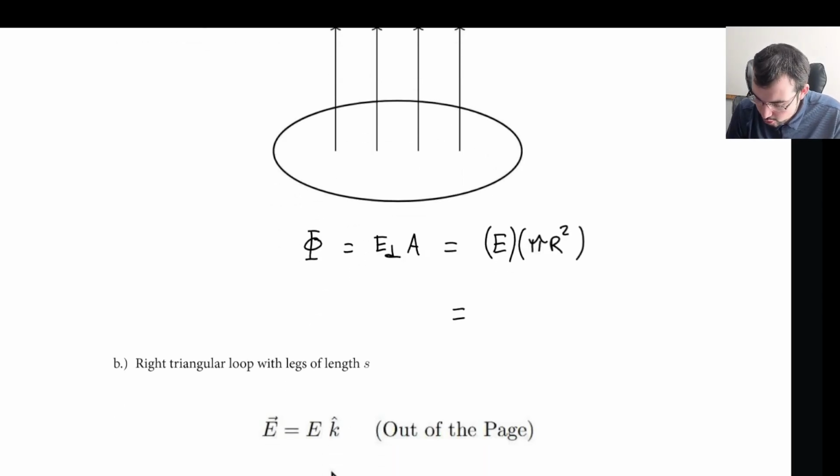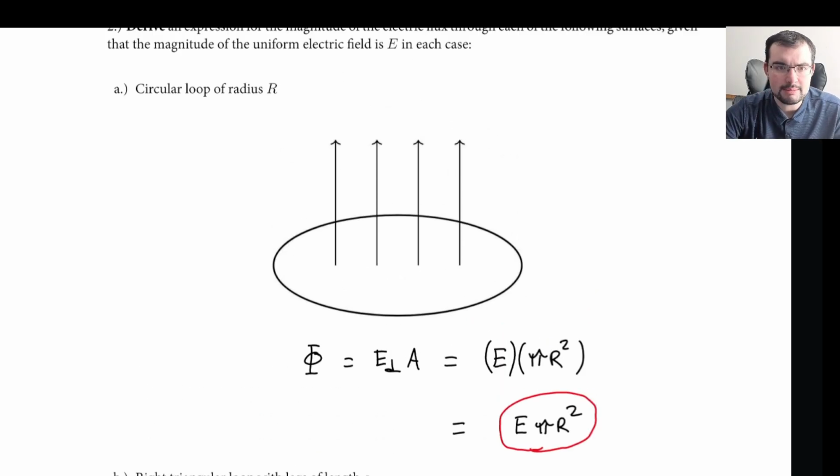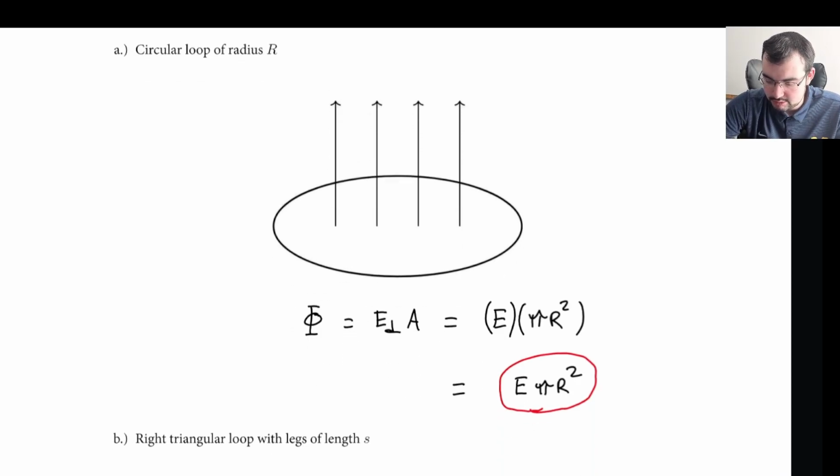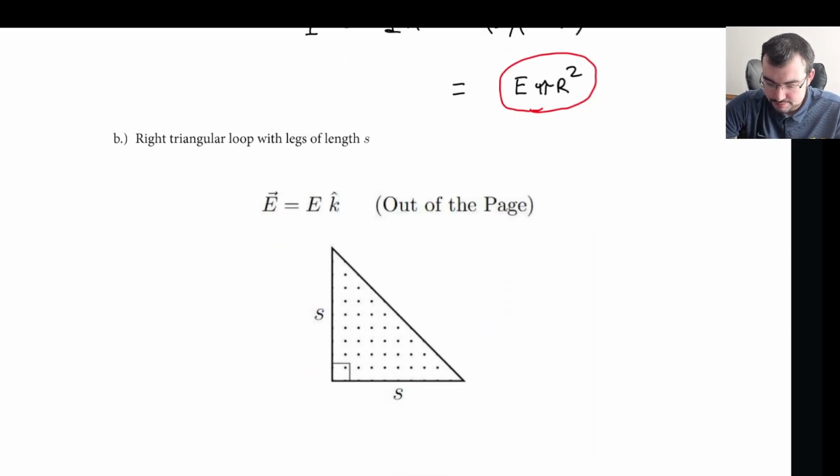And again, with these open surfaces, there isn't really a well-defined in and out, so we can't really distinguish between positive and negative flux.